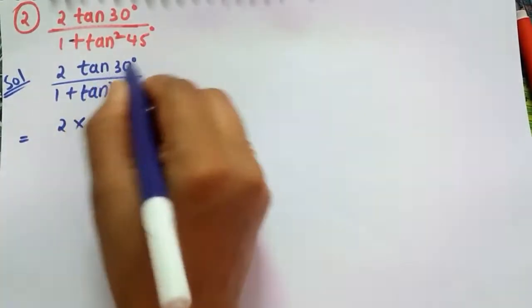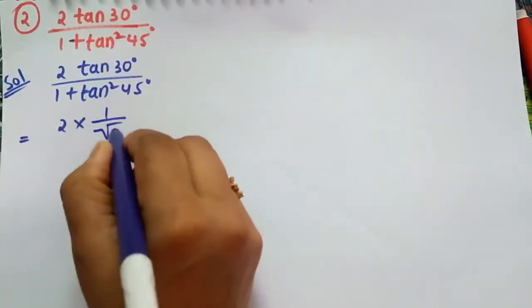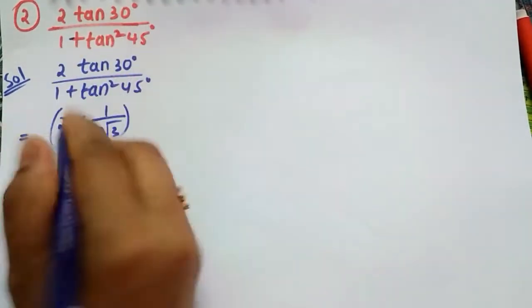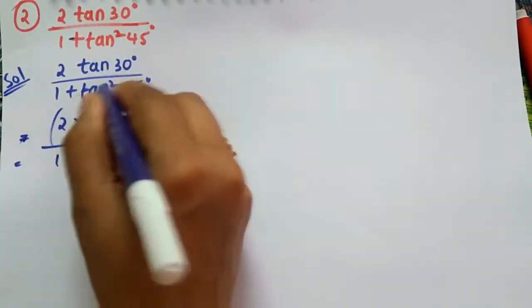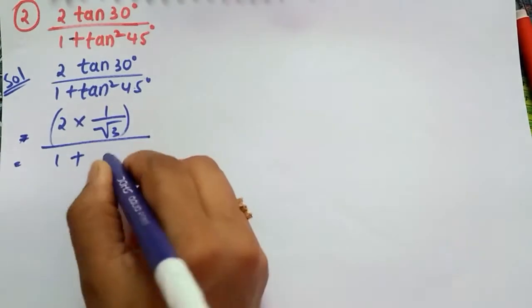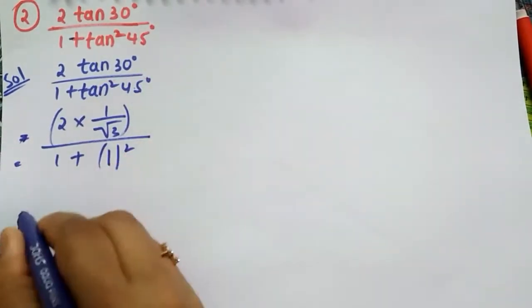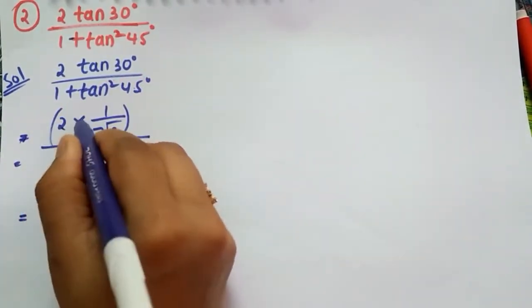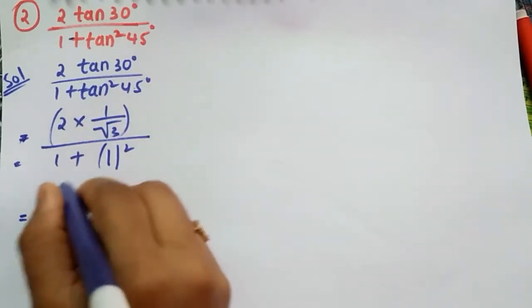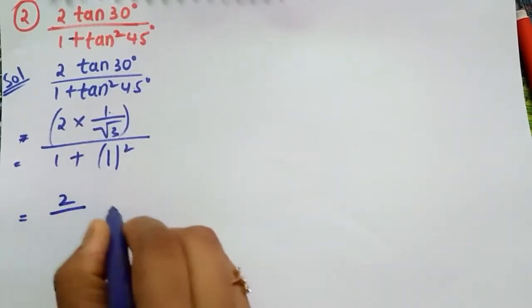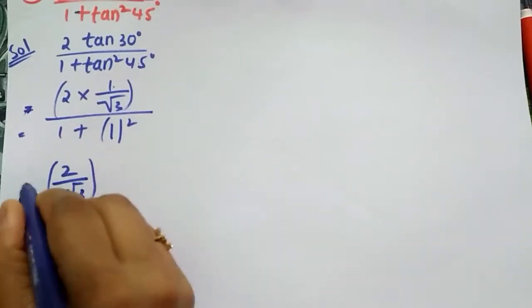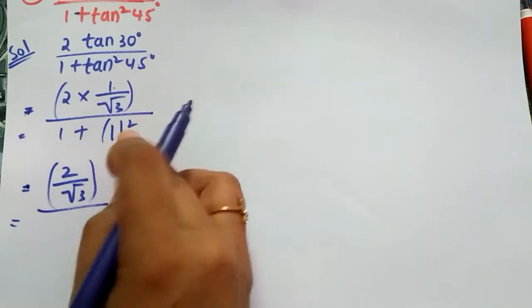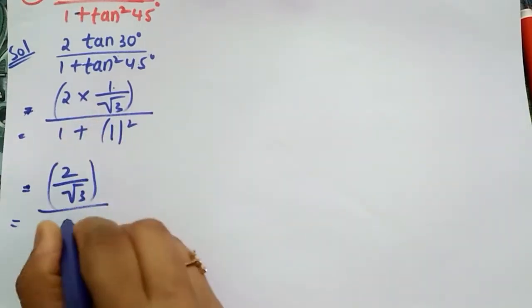Now, what exactly are we copying? 2 into what is tan 30? Tan 30 is nothing but 1 divided by root 3. This thing we have got. Whole divided by 1 plus tan square 45. What is tan 45 degrees? It is 1 and its square. Now 2 into 1 by root 3 is 2 ones are 2, divided by root 3. This is the numerator that we have calculated. Now the denominator: 1 plus 1 square is 1 plus 1, which is 2.